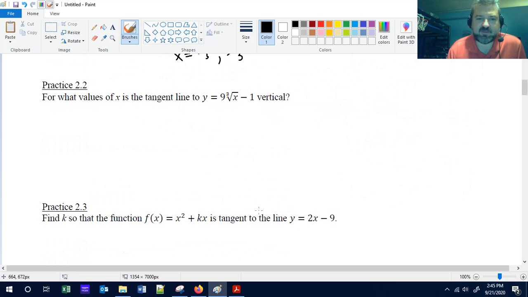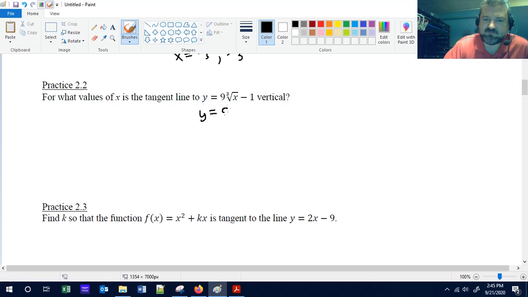All right, for your next practice problem, for what value of x is the tangent line to this equation vertical? So you're going to think about what does it mean for a tangent line to be vertical? What are you looking for there? Pause the video, give it a try. Okay, they were nice enough to just ask for the value of x, so that's all I need.